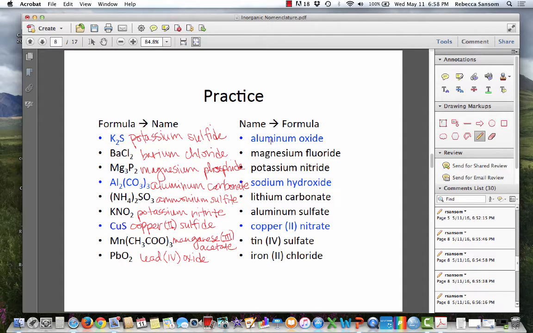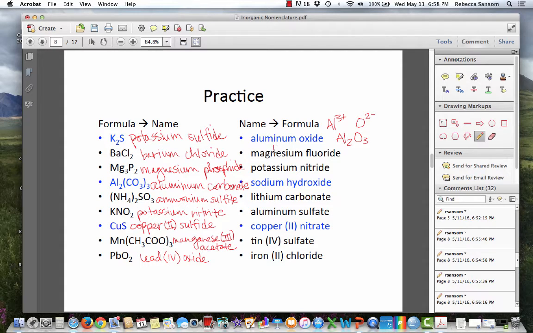Okay, now name to formula. Aluminum oxide. All I do is I write down the formula for the cation, and then I write down the formula for the anion, and then I balance their charges. So, aluminum oxide. This gives me Al3+. Oxide is O2-. I'm going to balance my charges, finding the least common multiple. I end up with Al2O3.